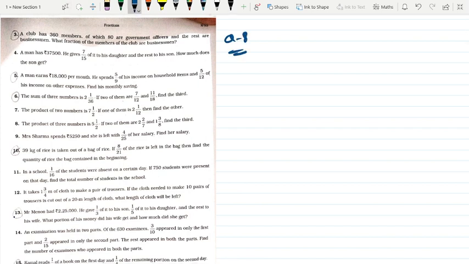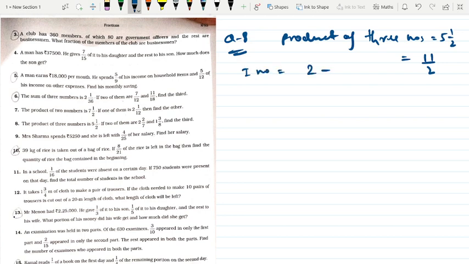Product of 3 numbers is given: 5 is to 1 upon 2. That means we can write it as the improper fraction 11 upon 2. The first number is 2 is to 2 upon 7, that means 7 twos are 14 plus 2, 16 upon 7, and the second number we can write as 1 is to 3 upon 8. We can write 11 upon 8, and the third number we don't know.